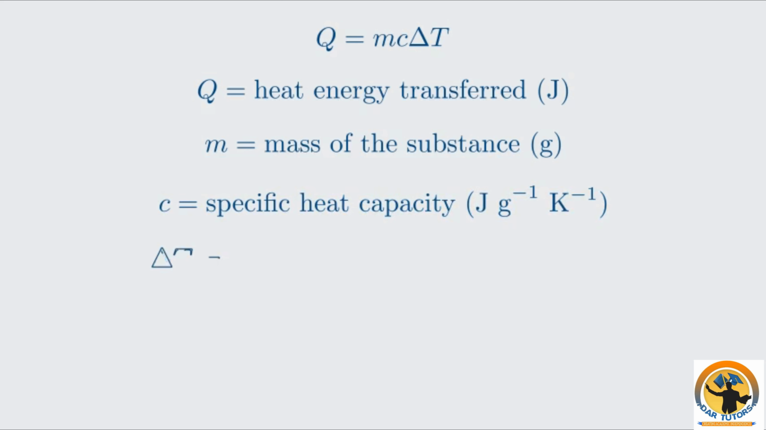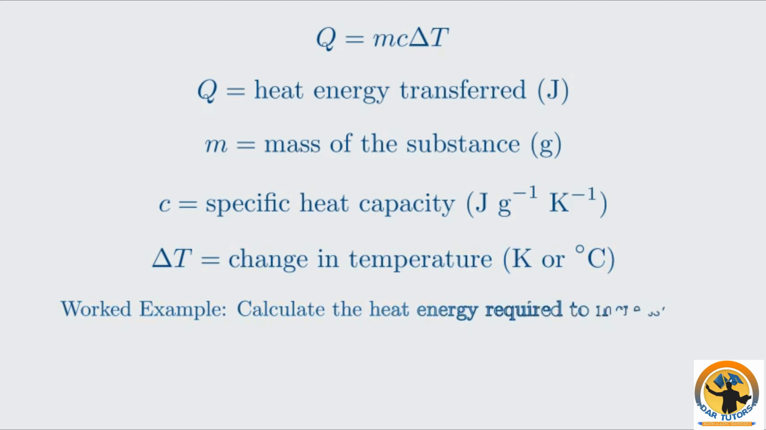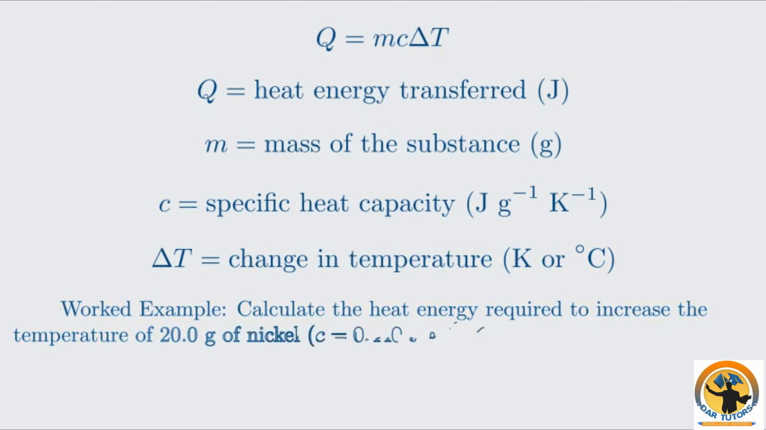And delta T is the change in temperature, calculated as the final temperature minus the initial temperature. You can use Kelvin or degrees Celsius here, as the size of a 1 degree change is the same for both scales. Now, let's work through an example. Calculate the heat energy required to increase the temperature of 20.0 grams of nickel from 50.0 degrees Celsius to 70.0 degrees Celsius. The specific heat capacity of nickel is 0.444 joules per gram per Kelvin.